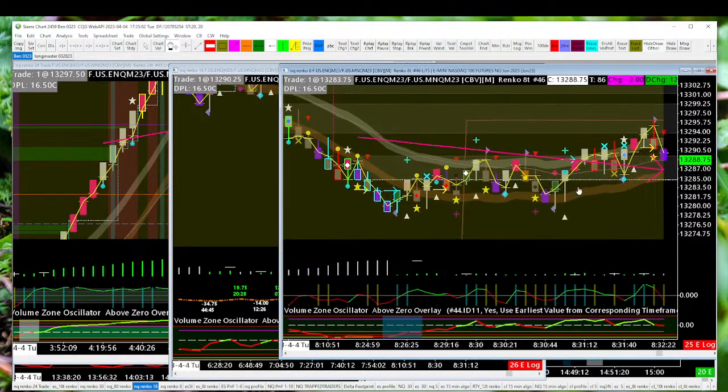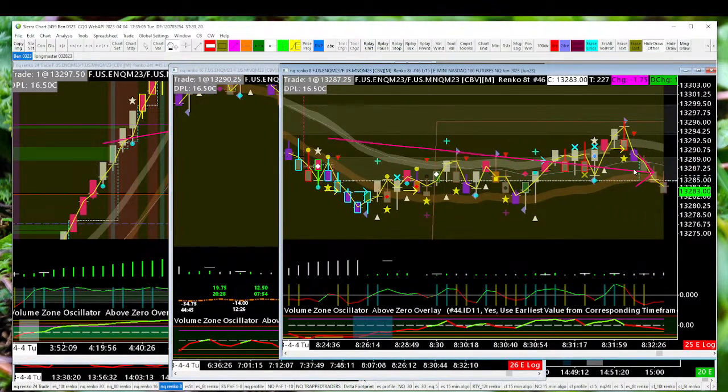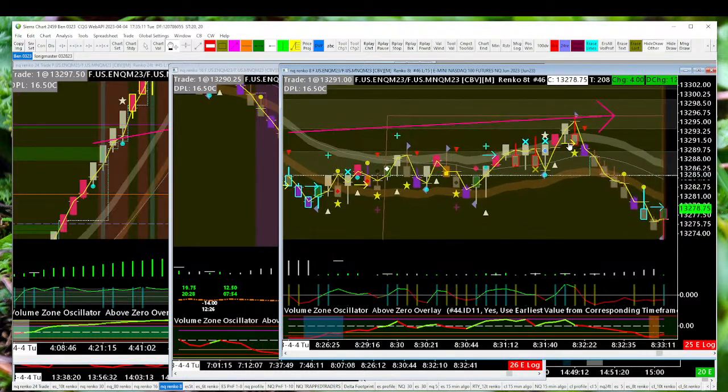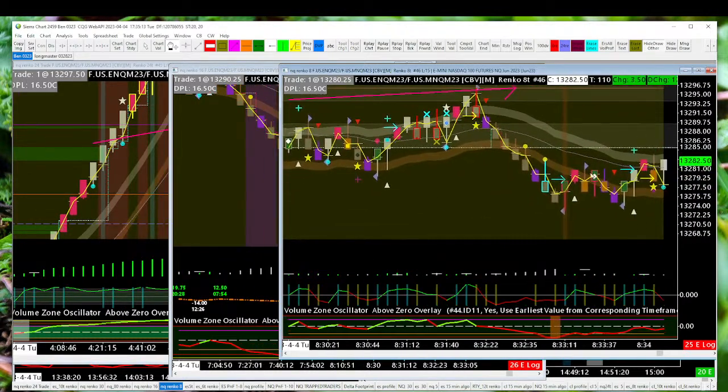So the chances that you're going to get much of anything is not very good. But if this would have triggered bullish, it probably does come back up here and test this resistance. It just didn't trigger, right?